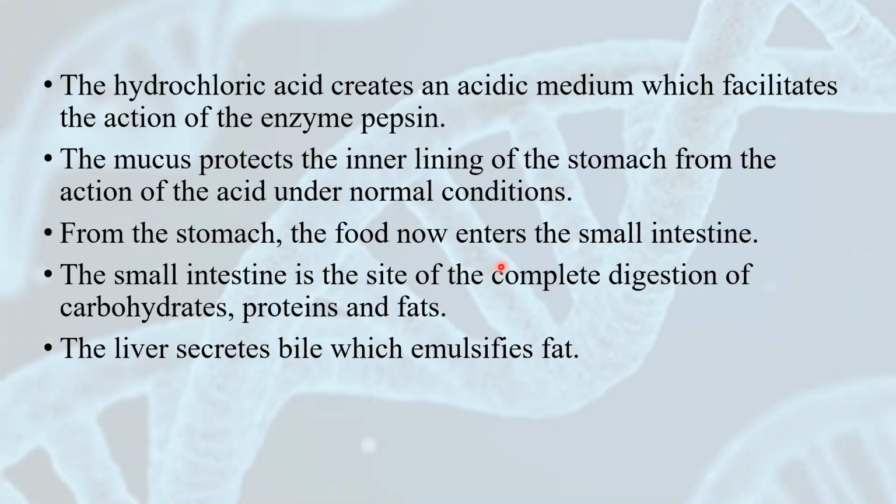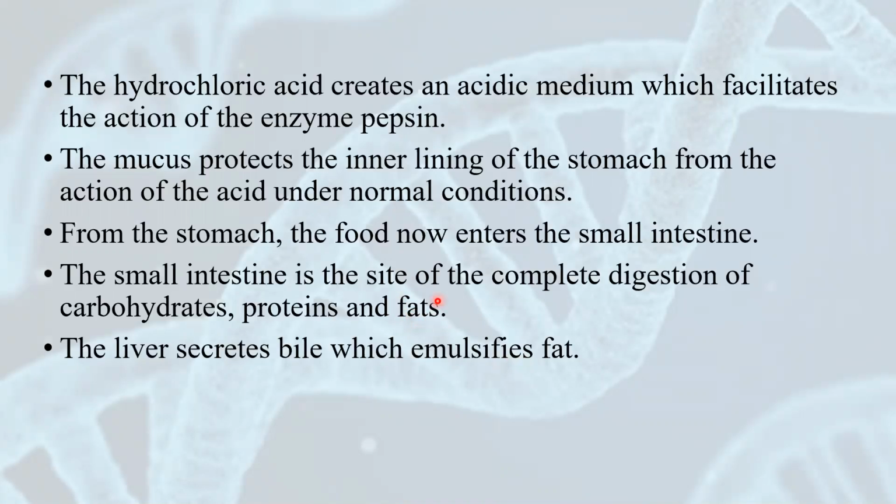And small intestine is actually the place where the digestion is completed. Here the digestion of carbohydrates will be completed, digestion of proteins will be completed, and digestion of fats will also occur here. Digestion of carbohydrates is simple, protein is simple, but digestion of fats is a little bit complex. Fats cannot be digested easily, so fats should be emulsified first. That means the molecules of fats are broken down into smaller molecules and then they are digested.